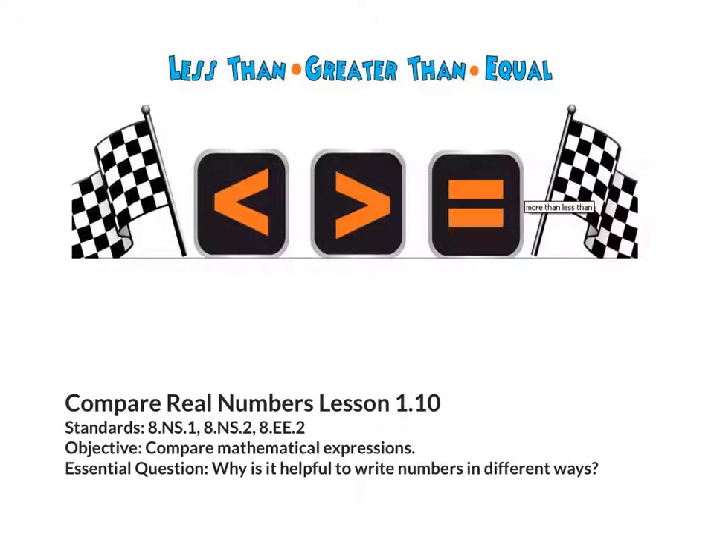Today's lesson is Compare Real Numbers, Lesson 1.10. Standards are 8.NS.1, 8.NS.2, 8.EE.2, and the objective is to compare mathematical expressions. The essential question is, why is it helpful to write numbers in different ways?